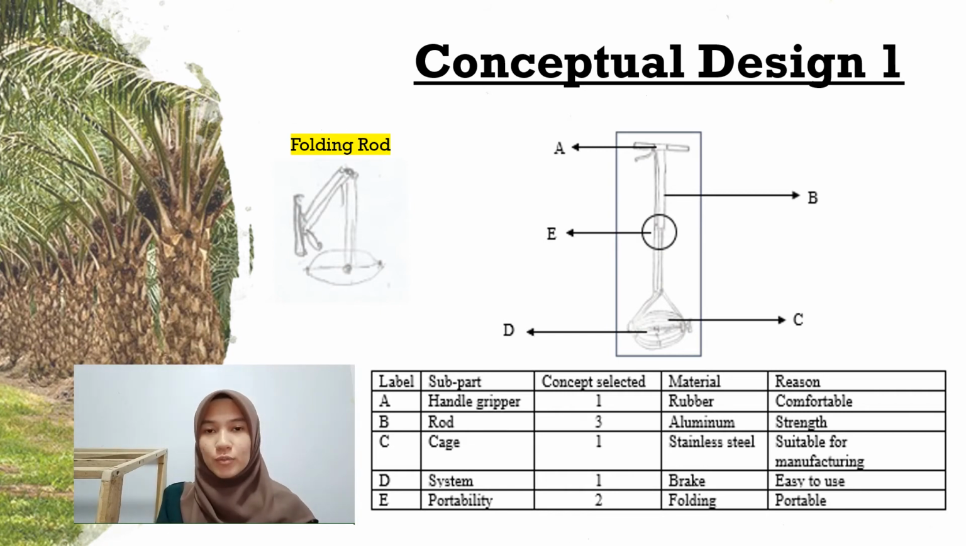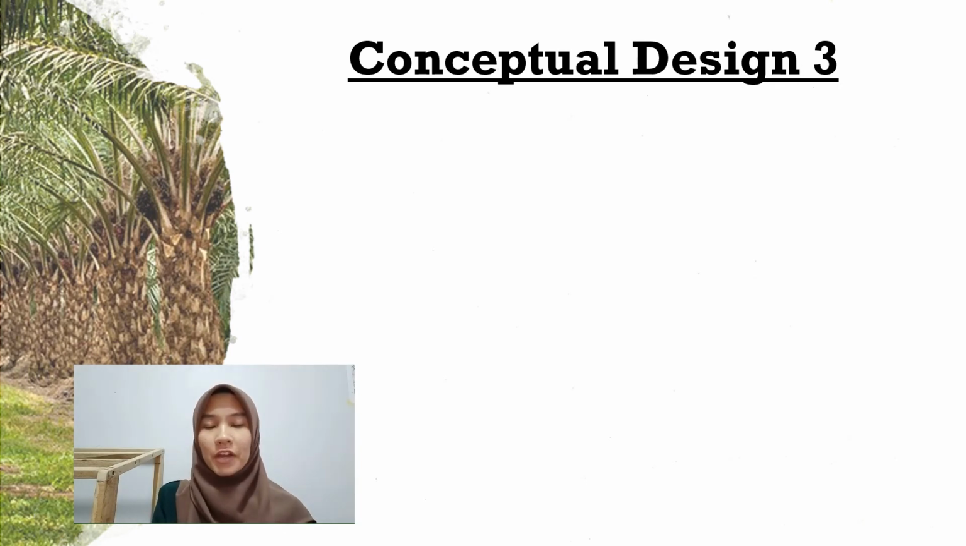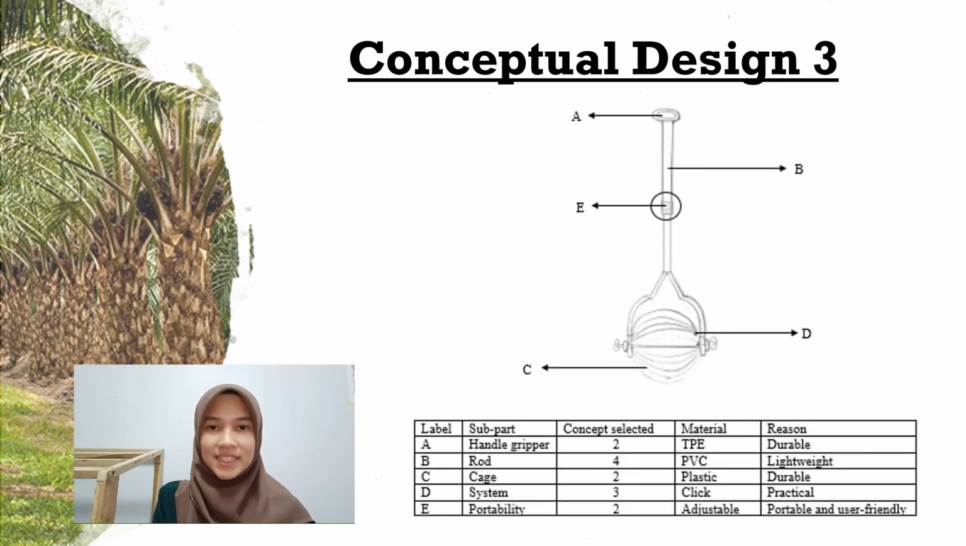And then we move to the second design. This design used a spring mechanism to expand the cage in order to pour the loose fruits out, and plastic was chosen as the material, not only because of its long lasting, but also because it can be expanded more easily than the other material. And there you go, we have met the final conceptual design.